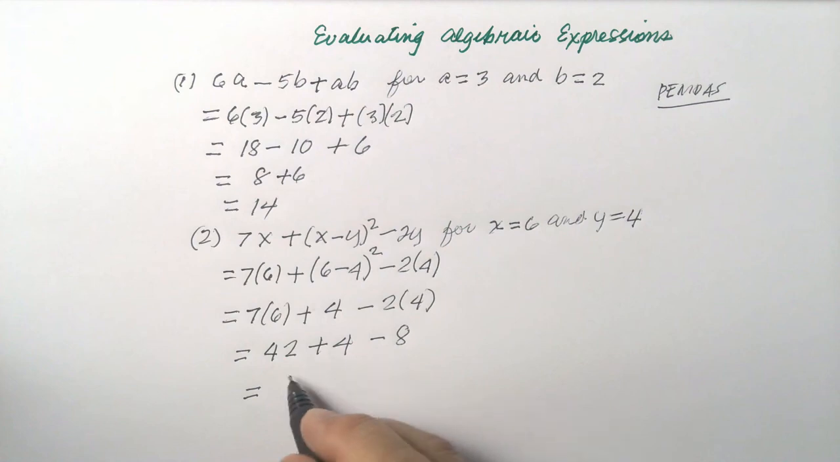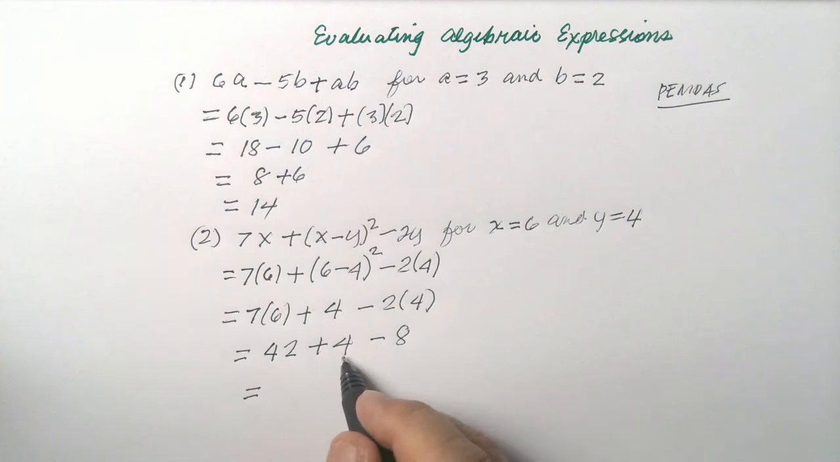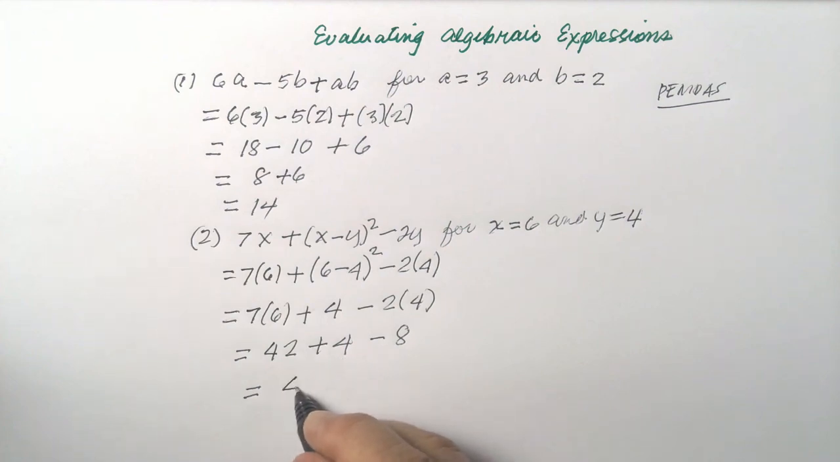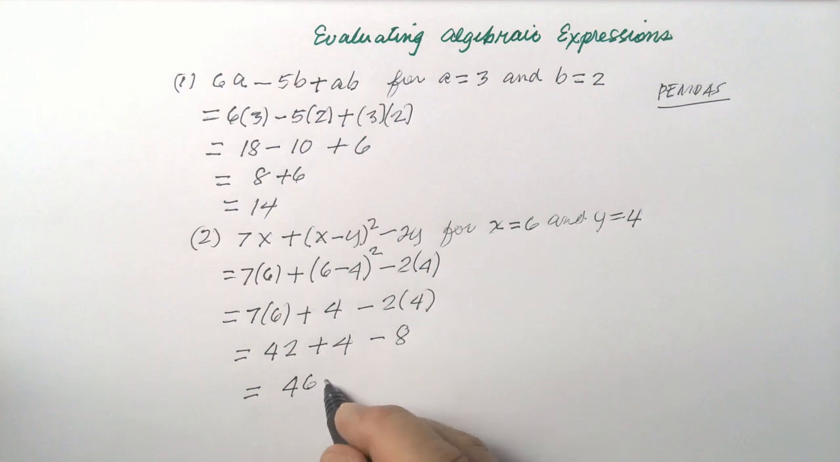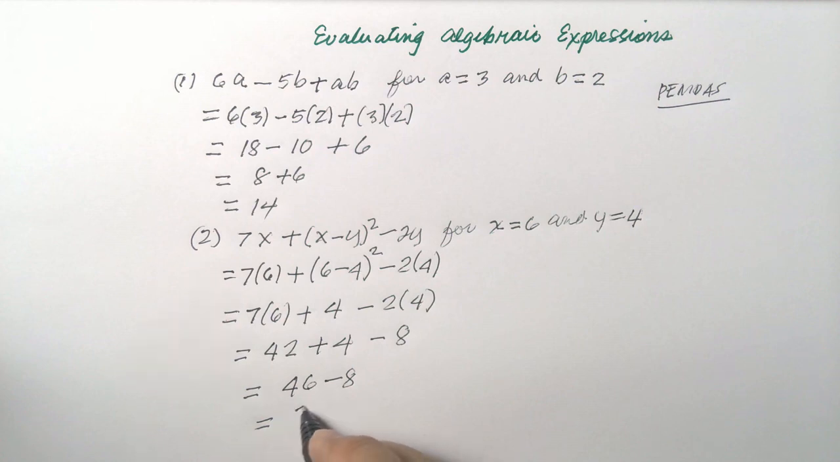We can now add and subtract. 42 plus 4 is 46. Then minus 8. 46 minus 8 is 38. So the answer is 38.